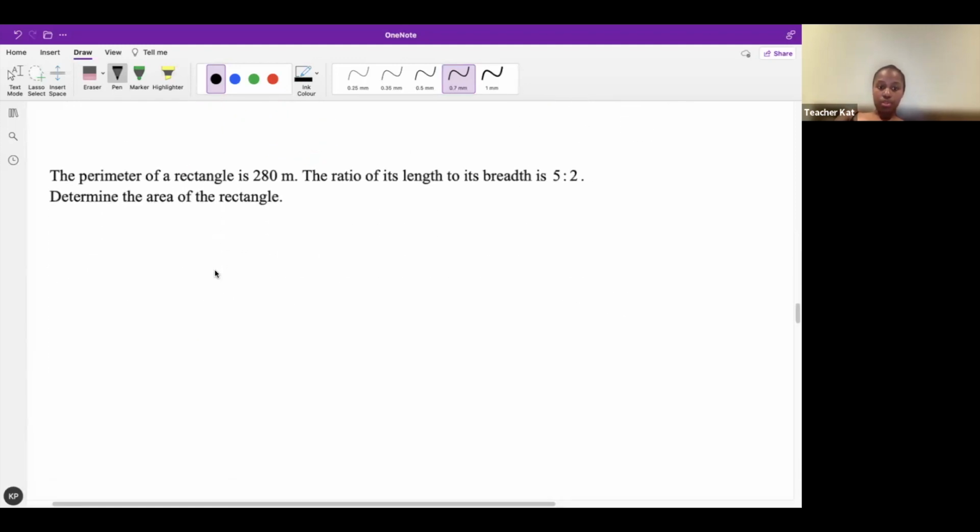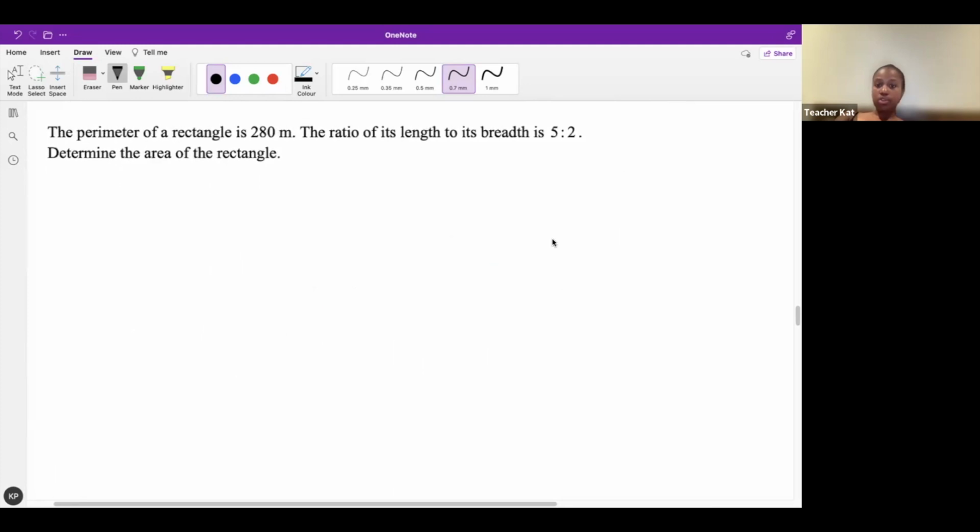Okay, I want to go to this one. Interesting one, this one. The perimeter of a rectangle is 280 meters, and the ratio of its length to breadth is 5 to 2. Does that mean the length is 5 and the breadth is 2 meters? Is the length of this rectangle 5 meters and the breadth 2 meters? No, that's just a ratio.